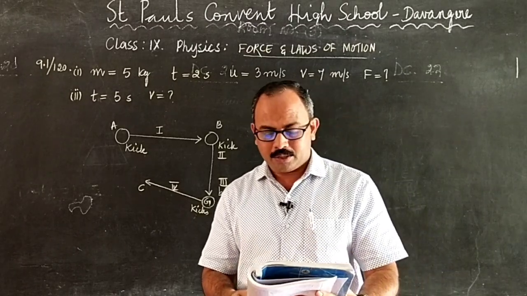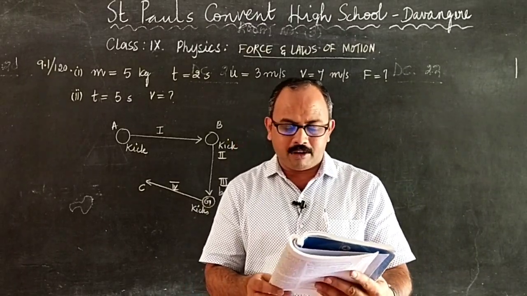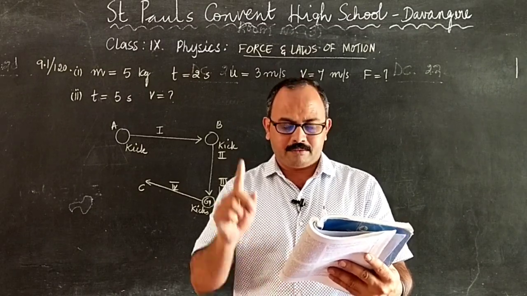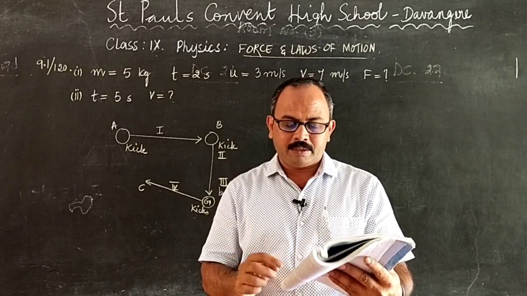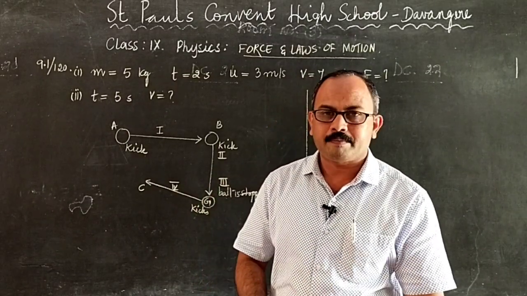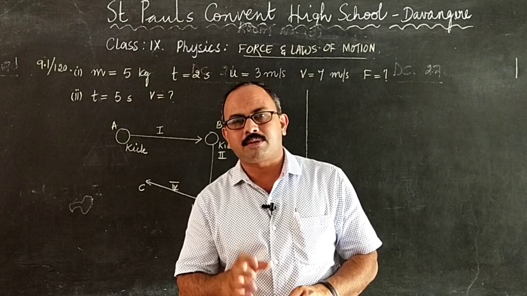The fourth one. Why do we fall in the forward direction when a moving bus brakes to a stop? And the second one: we fall backward when it accelerates from rest. That is the first part of the question.